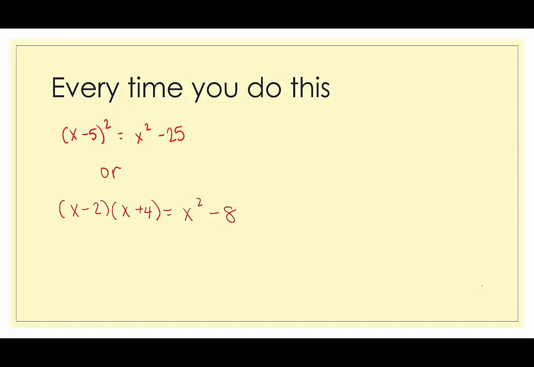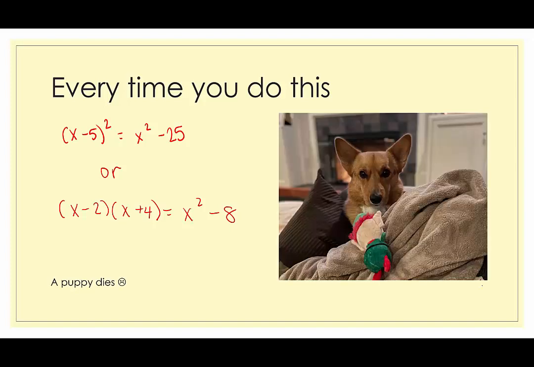One quick note before we get to some examples. We just went through some options of how you can multiply these polynomials. And if you ever do this, either x minus 5, that thing squared, is x squared minus 25, or if you just do x squared and minus 2 times positive 4, I'm sorry to tell you, but a puppy dies. Let's save Beamer and all the puppies out there. Please do some good math.